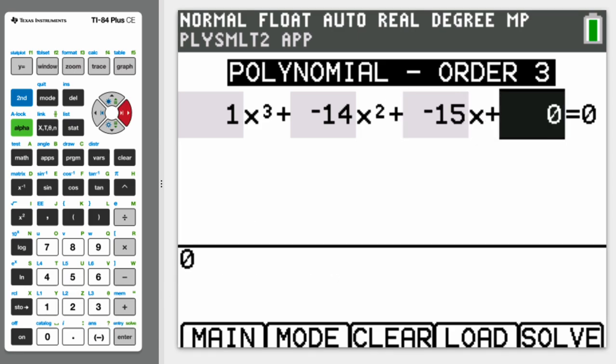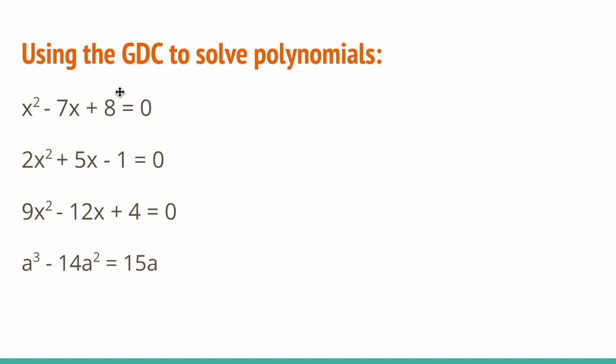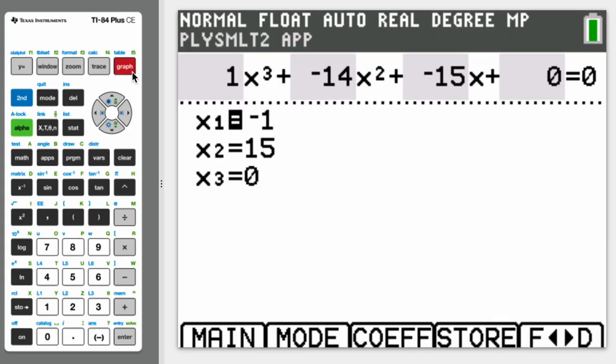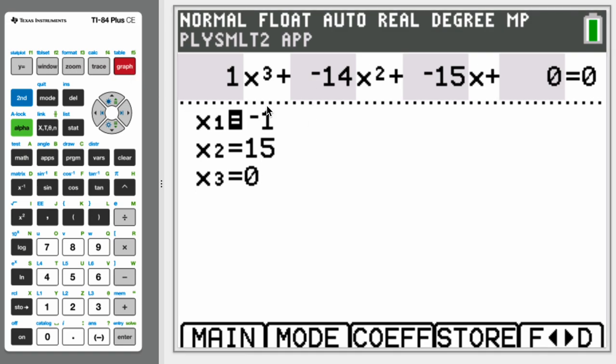And then I have 0 because I don't have any numbers on their own. I don't have any constant value. And that's equal to 0. Now I can solve it. And then I have my three solutions. It crosses at -1, 15, and 0.